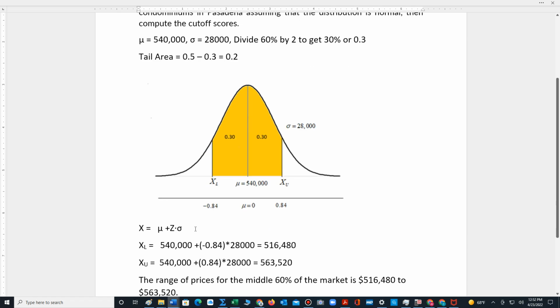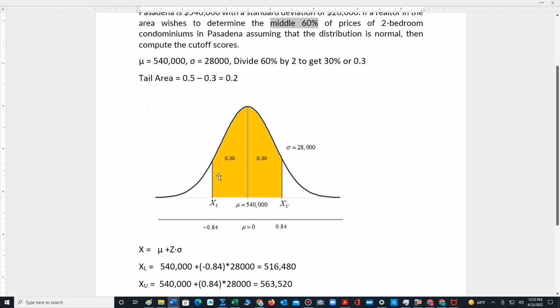To determine these scores, we apply the formula X is equal to mu plus Z sigma. We have mu, we have sigma, we need Z. So we have to find the Z values. To find the Z values, we need to use the given areas. And if we recall, using table E, we need the area to the left. So we have a corresponding Z value that aligns with X sub L. We need to find this area to the left of X sub L. That will help us determine the Z value.